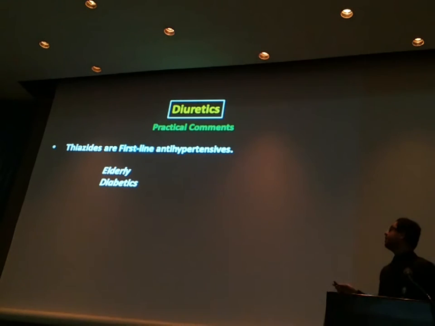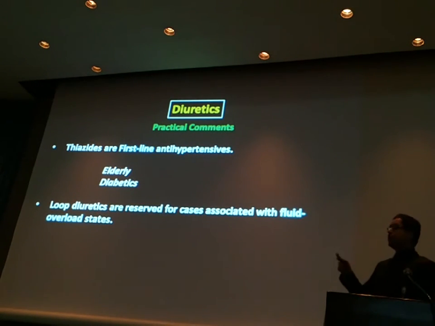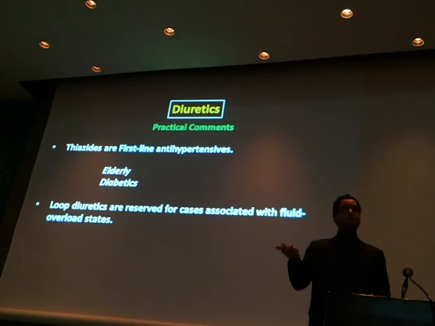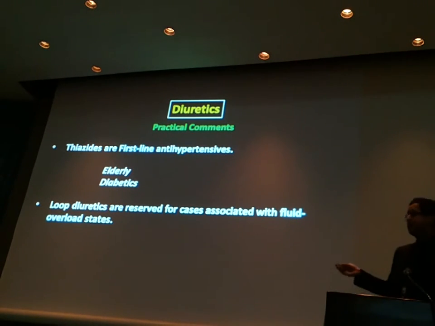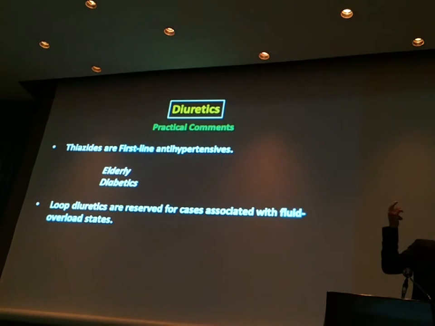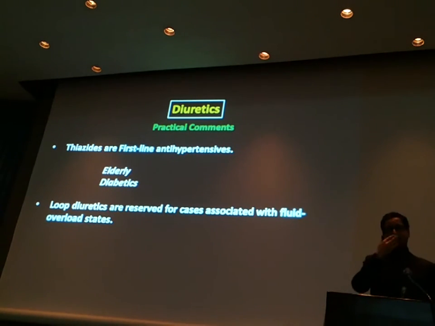Good? Now, loop diuretics, on the other hand, are not a first-line drug. They're not used every day, okay? They are reserved for patients who have fluid overload states. Give me one fluid overload state in the body. Edema. I know, edema. Give me a disease that produces edema. Heart failure. Heart failure, one. And renal failure, renal disease.